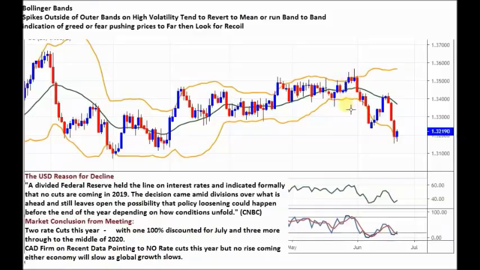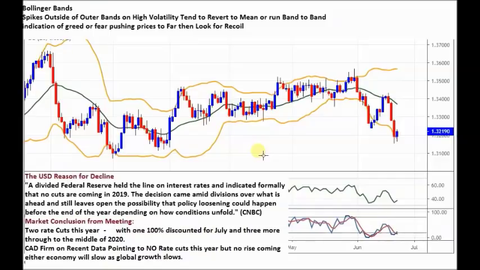It is low volatility though, because the bands are quite tight. Then it falls, the volatility picks up, big move outside the outer band, revert to the mean, then fall again, and the bands are wide. We're already coming back within the band, so I think we should go to the mean and possibly run band to band. It's really just an indication of greed or fear pushing prices too far. Then you get the recoil. And markets always do that.